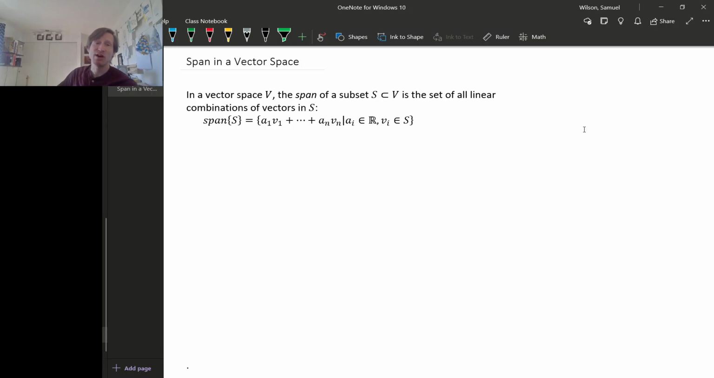Now that we have linear combinations in an arbitrary vector space, we can talk about spans in an arbitrary vector space. So just like in a Euclidean space, in an arbitrary vector space, the span of some subset S is the set of all linear combinations of vectors coming from that subset S. So the span of S is just, right, you can choose any coefficients, any scalars, and any vectors from S and form a linear combination. And the set of all such linear combinations is the span.